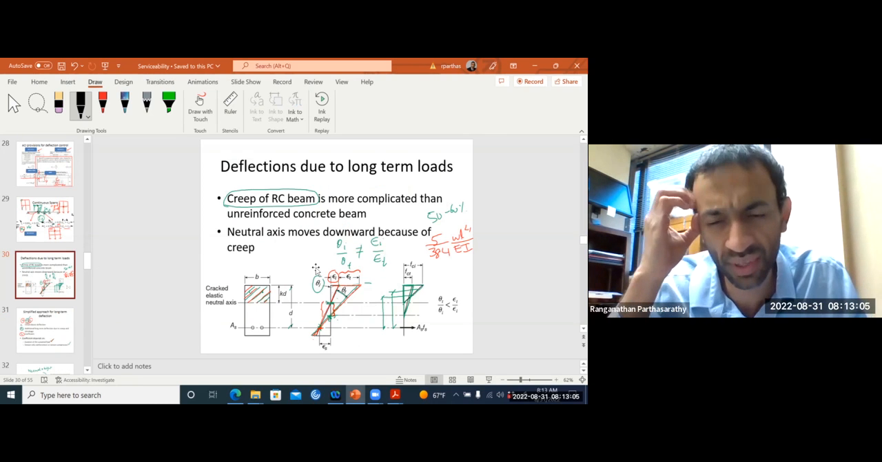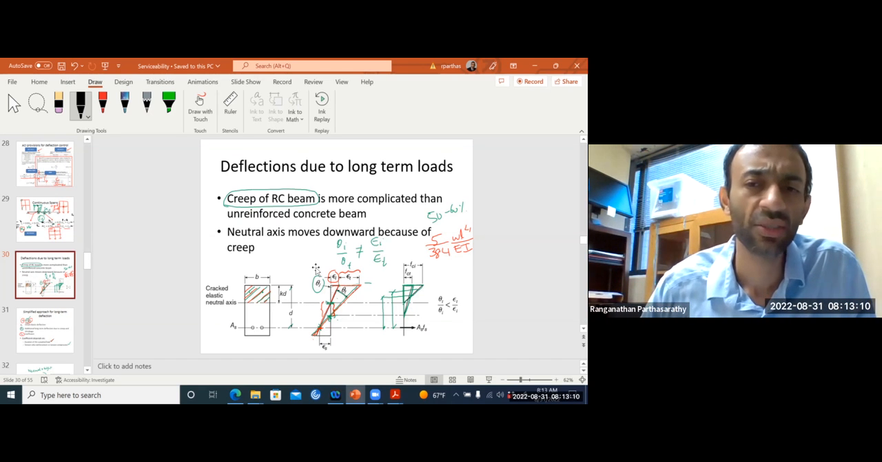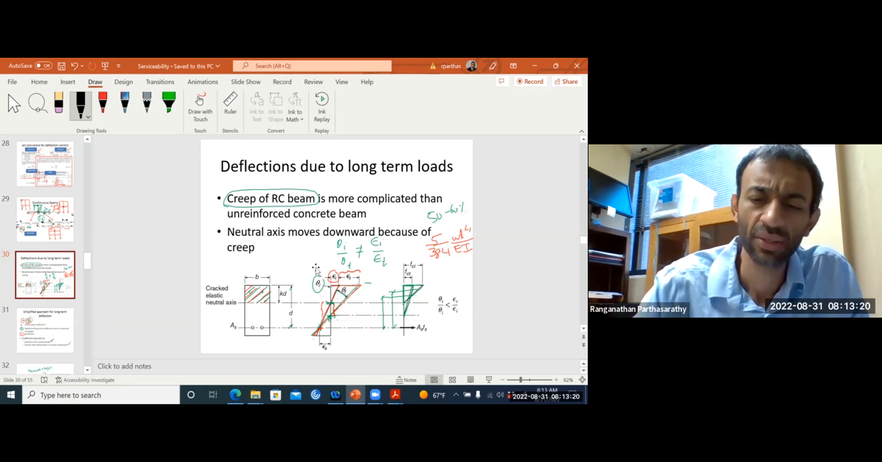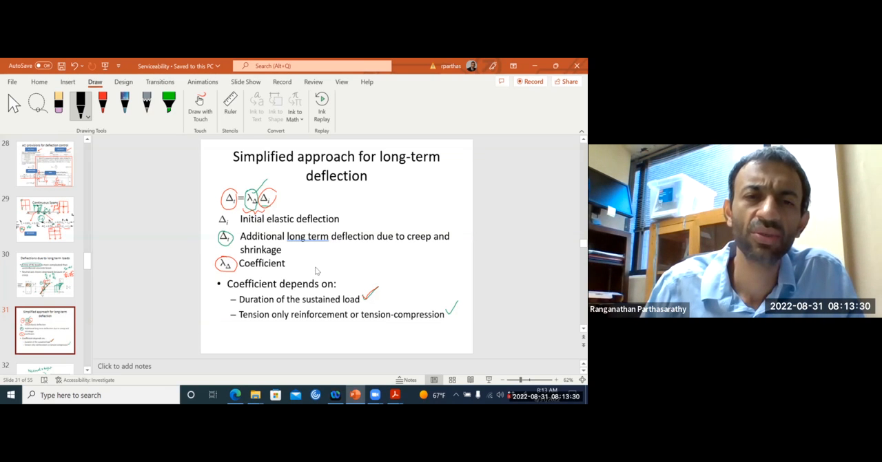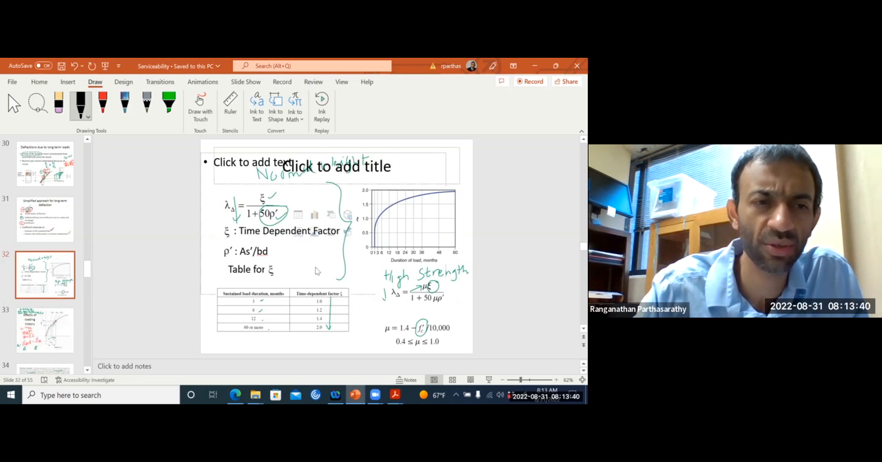Okay, long-term load. We have just discussed how the neutral axis keeps moving downward. It's not as if we want to get a proper theoretical solution, it's actually very complicated, moreover accounting for the compression state. So anytime we want the long-term deflection, we just use this lambda delta factor. We multiply our instantaneous deflection with a lambda delta factor. We just saw how to determine that from the code.